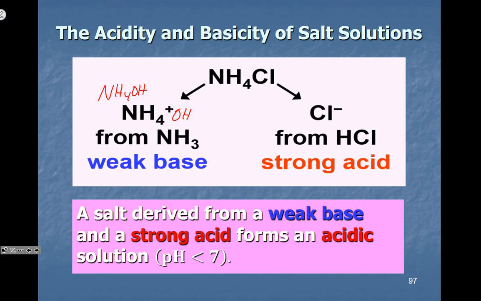Strong acid is going to be below 7. Okay? So you've got to be able to split them yourself. Make sure you add the negative OH to the positive. Add the positive hydrogen to the negative. Okay, you ready to try it on your own?